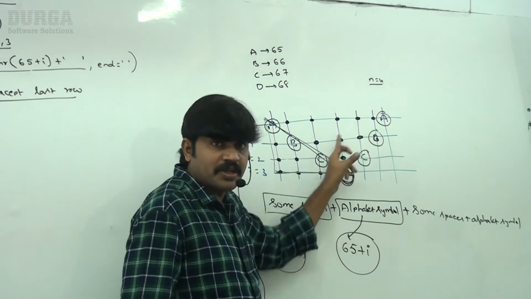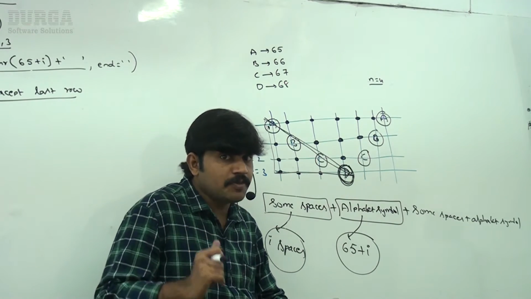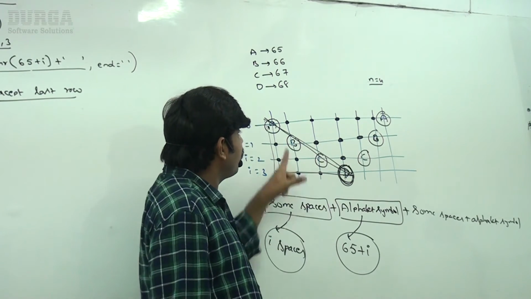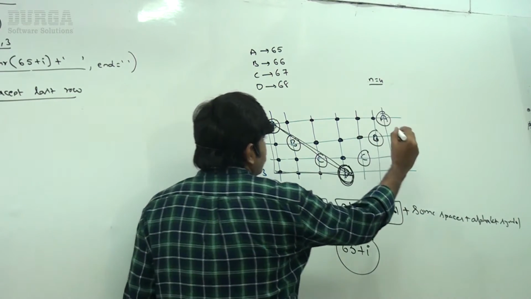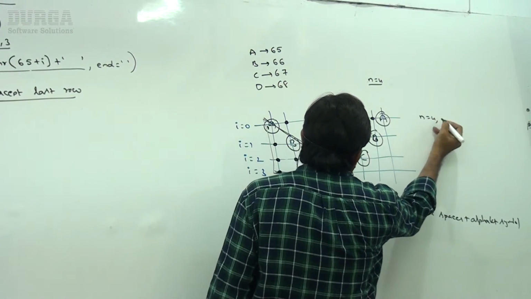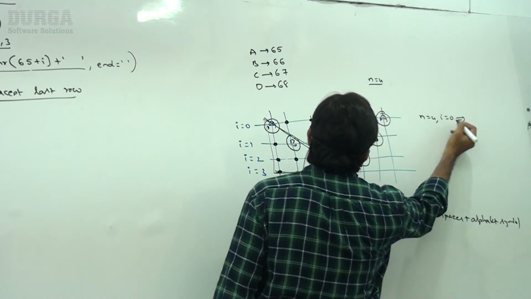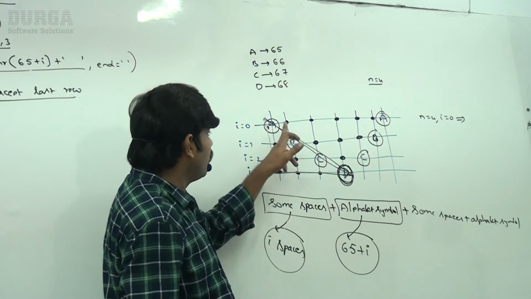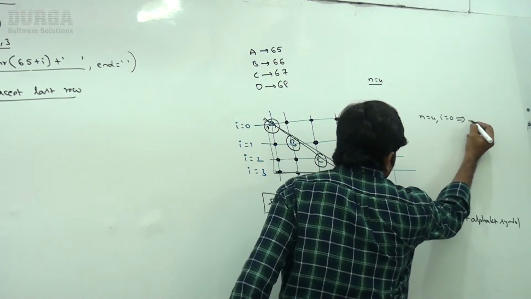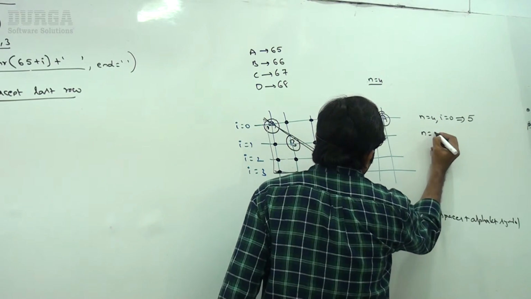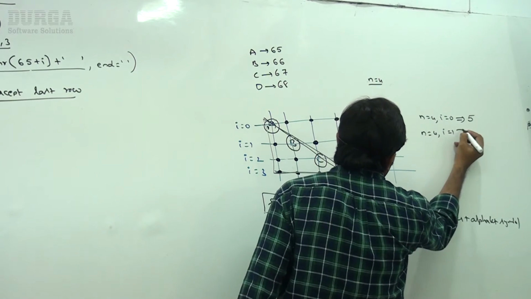Yes, how many spaces? Can you please confirm how many spaces, anyone? Yes, we covered this already in the last examples. N is equal to 4, I is equal to 0. 1 2 3 4 5. How many spaces are there? 5 spaces are there. N is equal to 4, I is equal to 1.